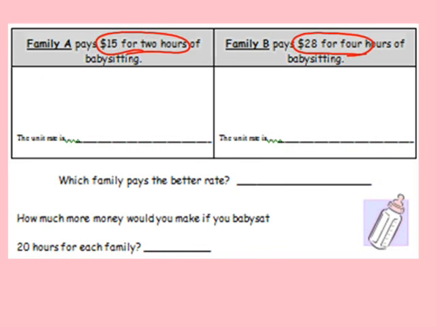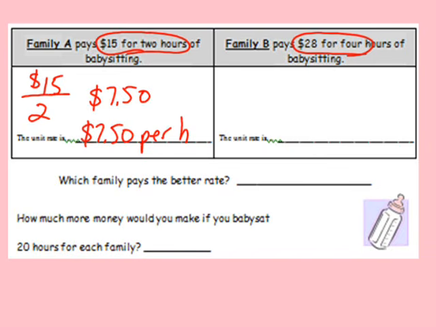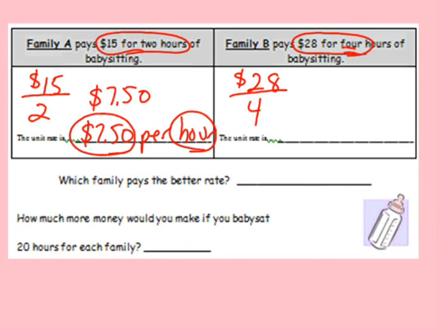Well, let's look at family A. So $15 for 2 hours of work, that'd be $7.50. So their unit rate would be $7.50 per hour. And you'll notice money is first, time is our second term. The other family was offering $28 for 4 hours of work. So that would be a unit rate of $7 per hour.